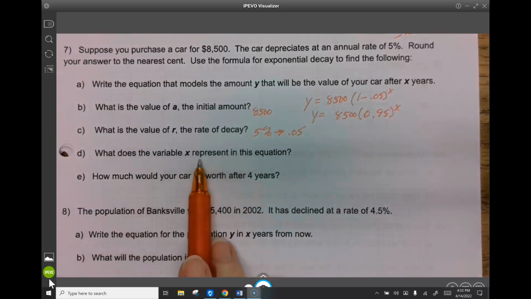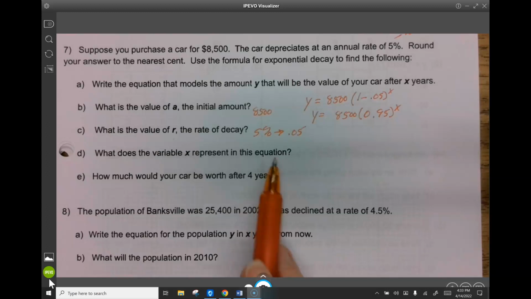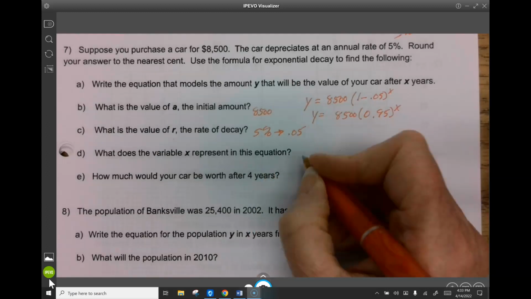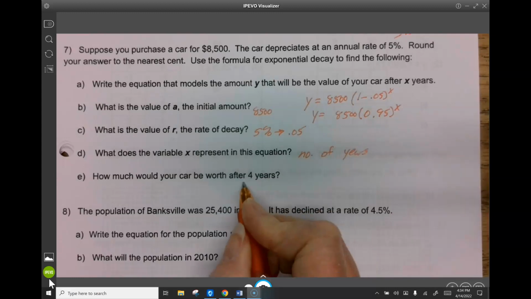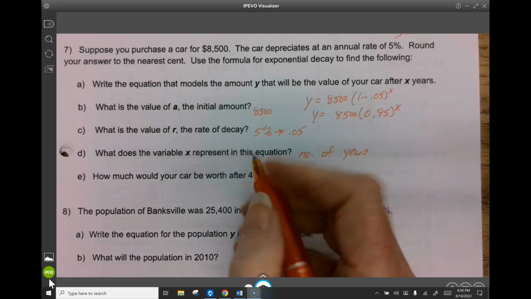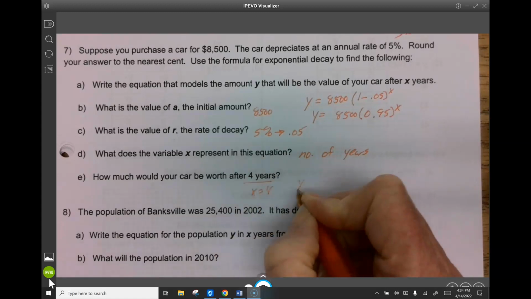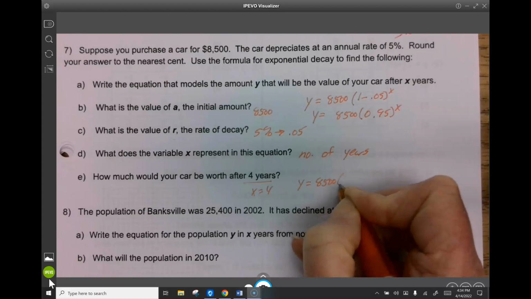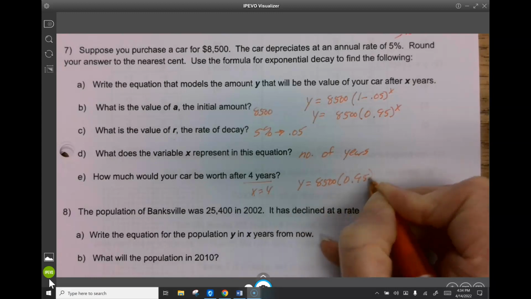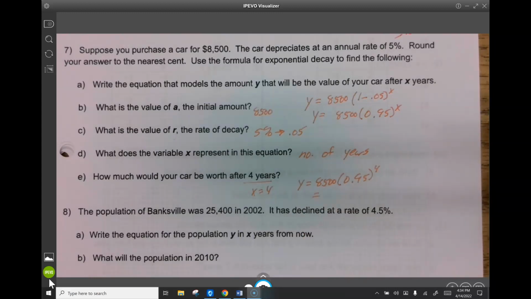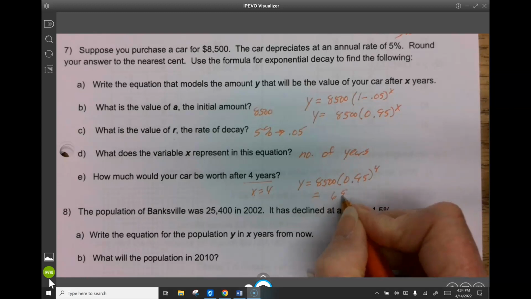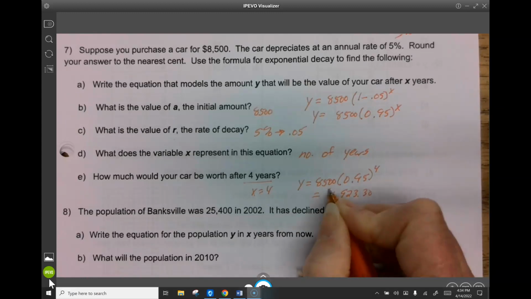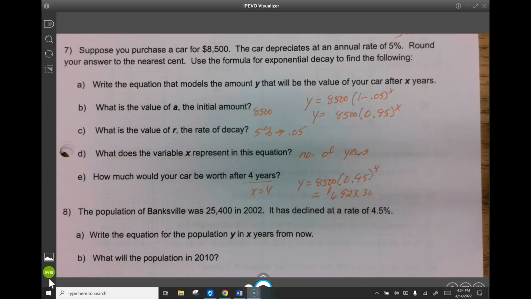What does the x variable represent in this? It is the time in years, so the number of years. And what is it worth after 4 years? So what are you going to do? Well, x is equal to 4. So you're going to plug it in. So it starts off at 8,500. So we're going to plug that into a calculator, and you're going to round to the nearest dollar and cents. So it's going to be approximately $6,923.30. Okay?